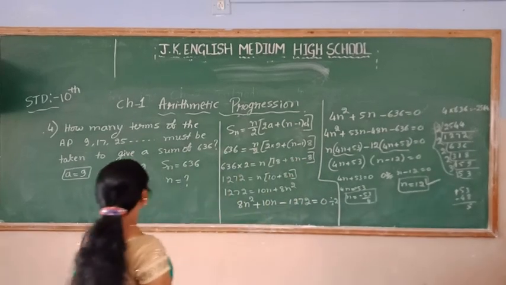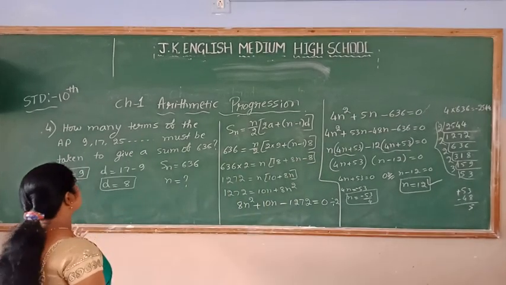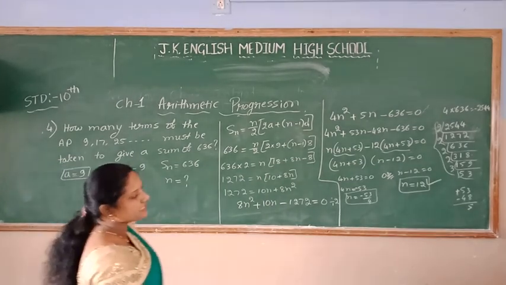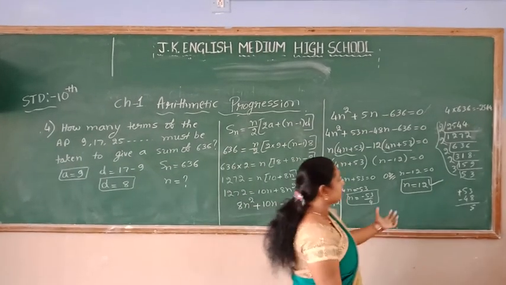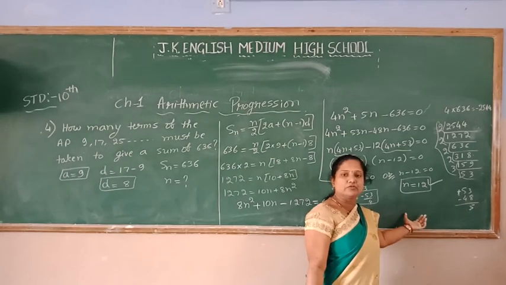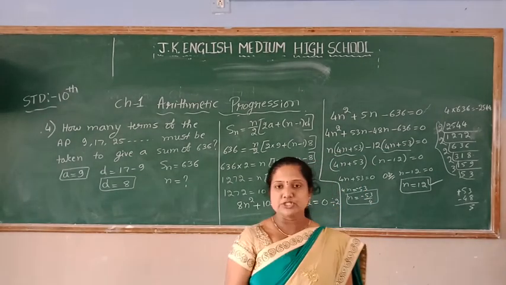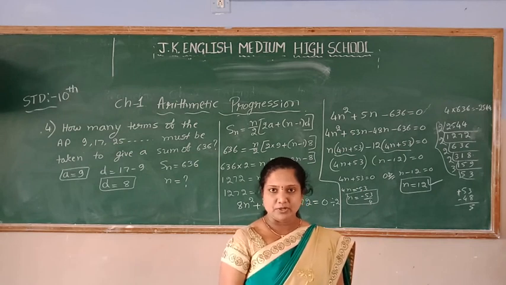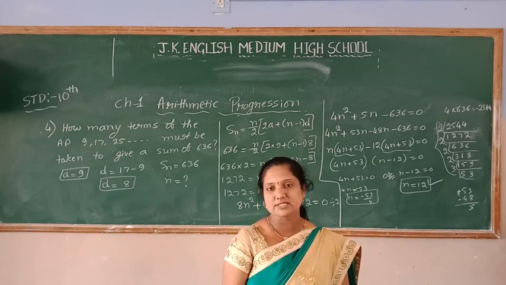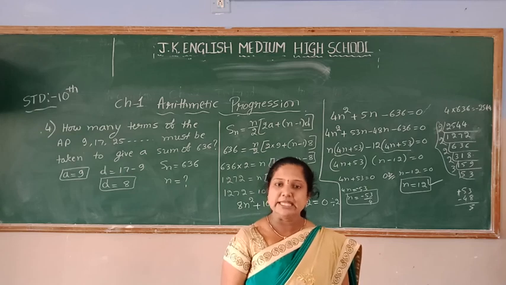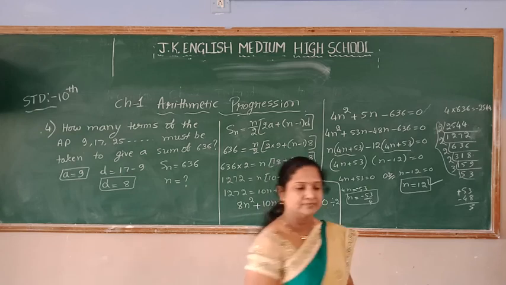But what they asked in the question: how many terms of the AP must be taken to give a sum of 636? How many terms do I have to take? 12 terms. The n value is what we had to find out, and I got the value of n as 12. Write down, children, now in your notebook. Practice daily and revise the formulas daily, then only you can remember the formulas.